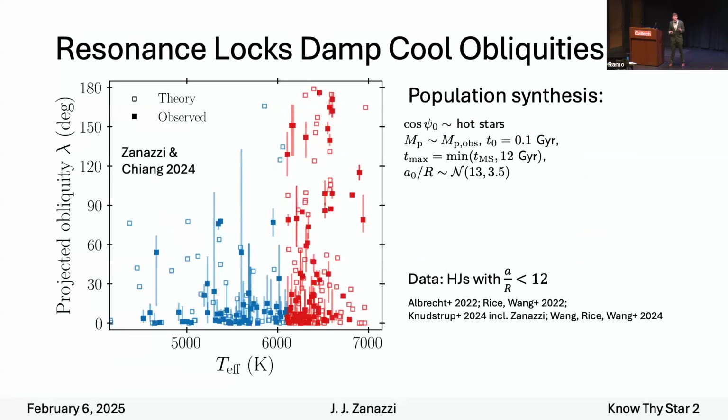So solid squares, these are the observations. Open squares, these are the theory from this population synthesis calculation. So see hot stars, they stay highly misaligned, just like we see observationally. Cool stars, on the other hand, their obliquities have damped substantially due to this process. We do still have a little bit of an issue. We seem to have a number of systems with pretty high obliquities. It's not clear exactly how significant this is yet. But my collaborators and I were encouraged by this result.